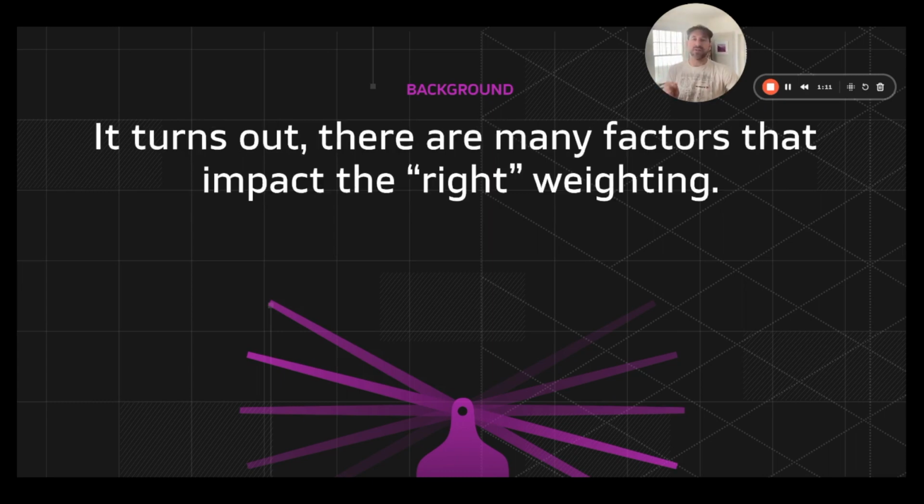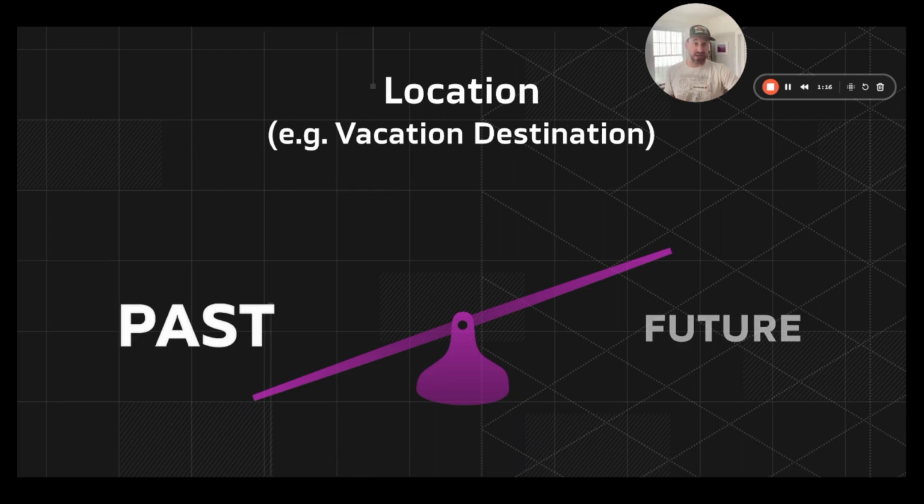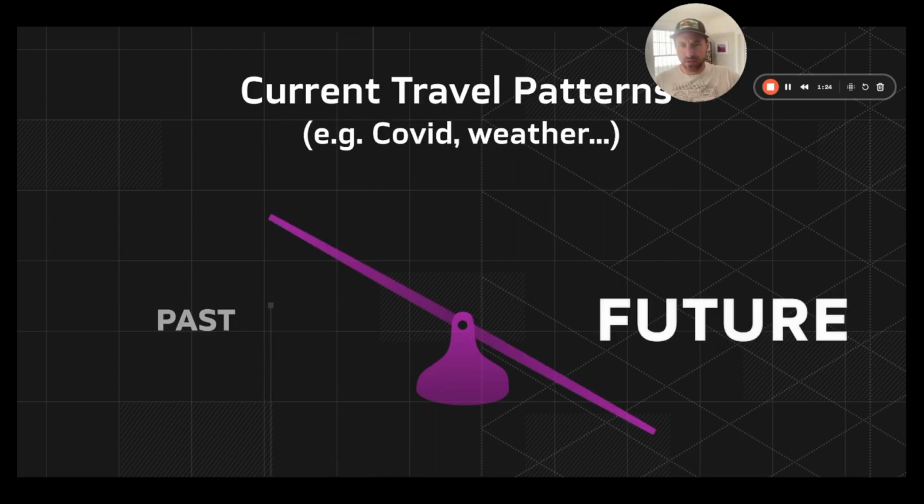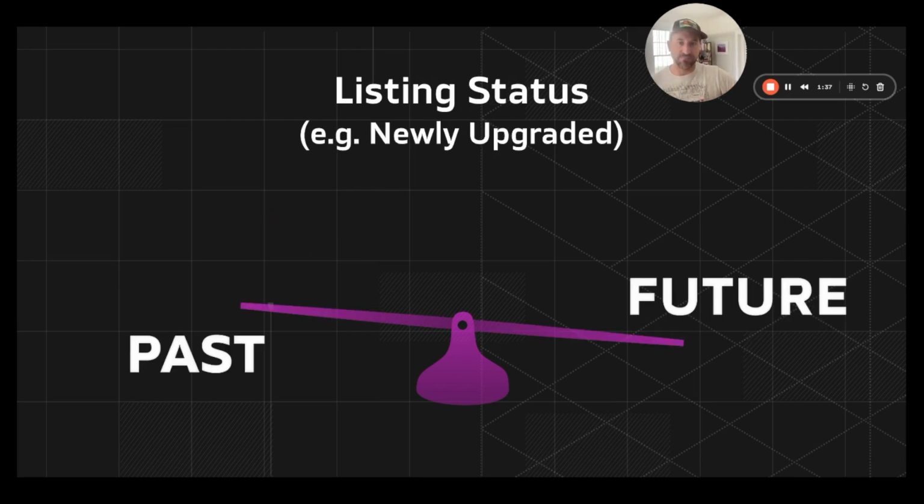Well, it turns out there are many factors that impact the right weighting. For example, your location. If you're in a vacation destination, you might rightly want to value your past bookings more than future market signals. Then again, you have to consider current travel patterns. For example, during COVID, or say there was a massive flood or snowstorm, that might change conditions so much so that you need to look at the future booking patterns to really know how to price properly.